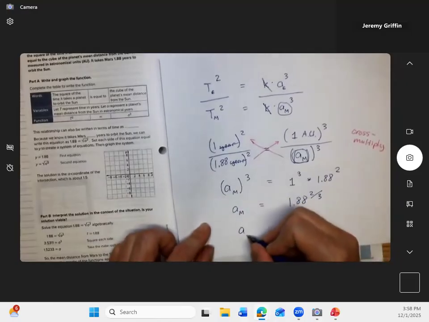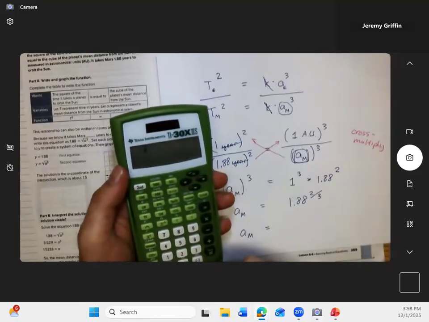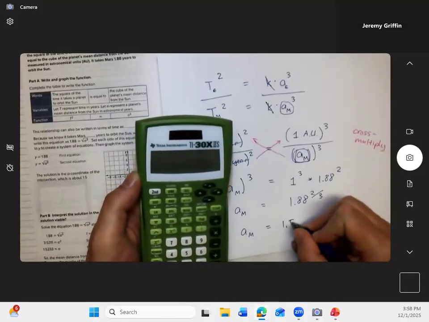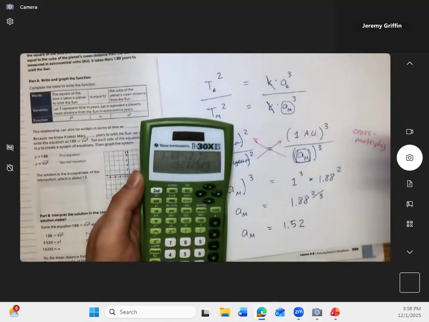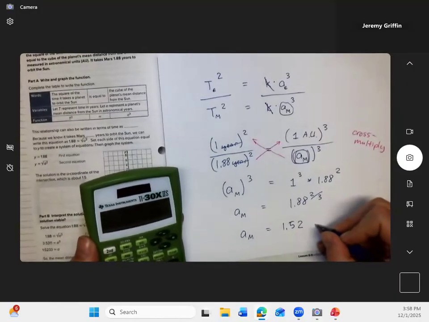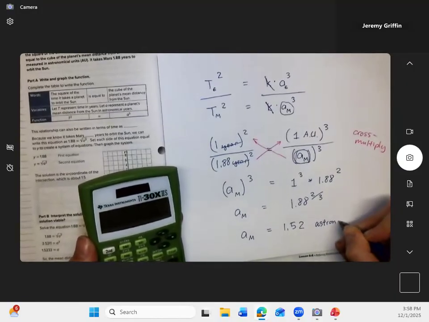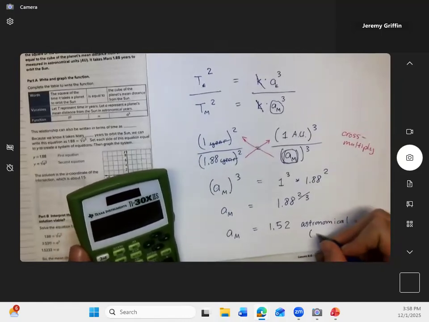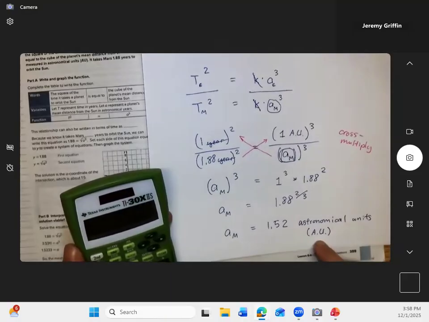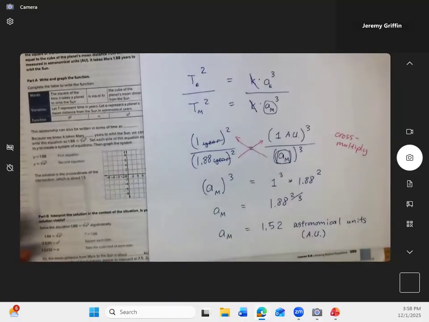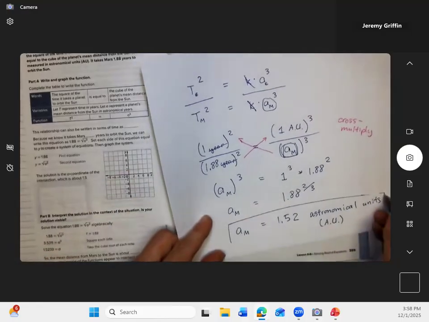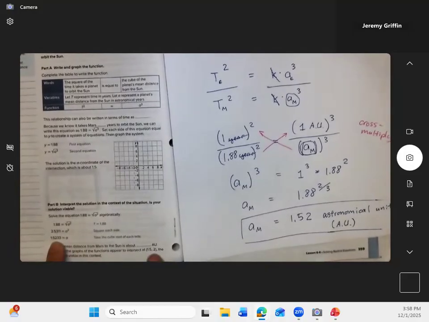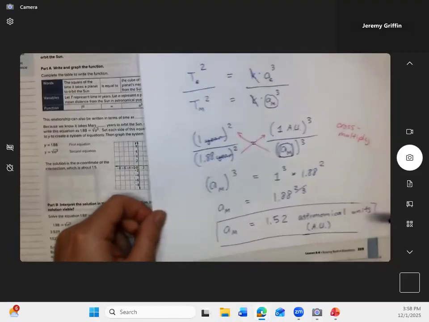Right? So distance from Mars to the Sun is, okay, calculator time, what's 1.88 to the power of, and then parentheses, 2/3. I'm getting 1.52, and then a string of numbers, so I'll just cut it off there. Okay? And this would be astronomical units, also called AU. If you ever see that, if you take an astronomy class, 1 AU, of course, is the distance from Earth to the Sun. So I think that would be the answer there. See what they get. Okay, yeah, they got the same thing. All right, so there you go.